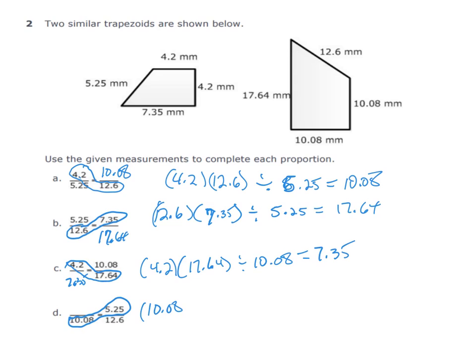10.08 times 5.25, and I'm going to divide that by 12.6. Let's see, so 10.08 times 5.25, and they're not that expensive. I told you guys I got this TI-84 Plus CE, paid $88 for it. 52.92 is my answer, and I'm going to divide that by 12.6, and I get 4.2.